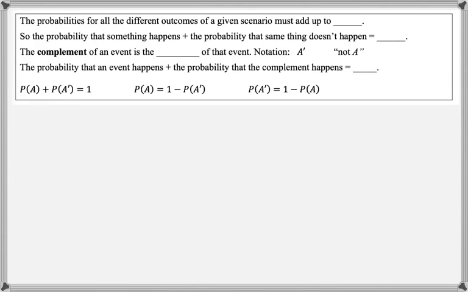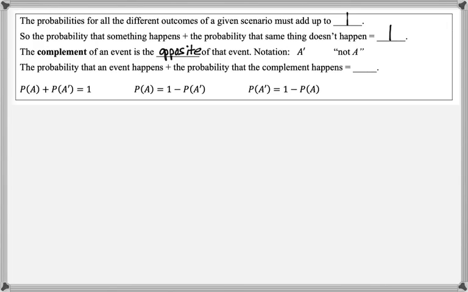The probabilities for all the different outcomes of a given scenario must add up to 1. So the probability that something happens plus the probability that same thing doesn't happen equals 1. And this is really the concept of the complement. So the complement of an event is the opposite of that event.